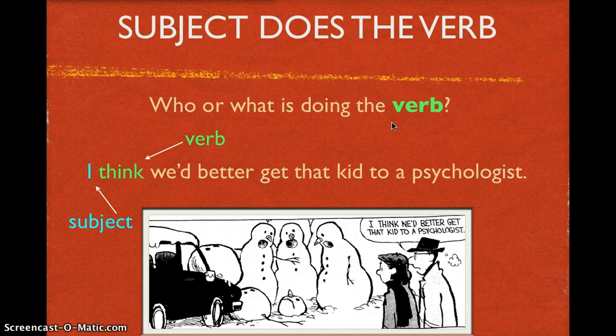The dad is saying it, but he says, I think we better get that kid to a psychologist. So think is the verb and I is the subject of the sentence. I hope that clarifies for you what a subject of a sentence is.